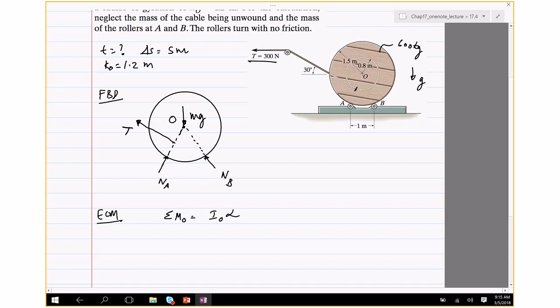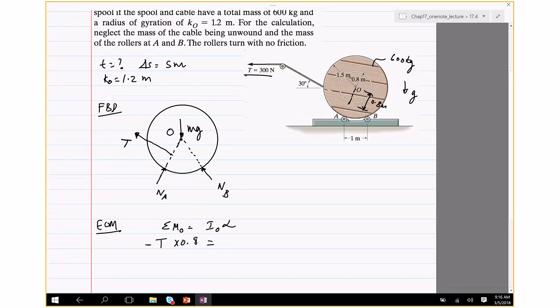The moment due to NA and NB is clearly 0, and mg of course is 0. The only moment we get is due to the tension T, and that should be at a distance of, I think it's 0.8 meters. So T times 0.8. So is it positive or negative? It's negative, because about O, if you apply force P, it's going to create a clockwise torque.